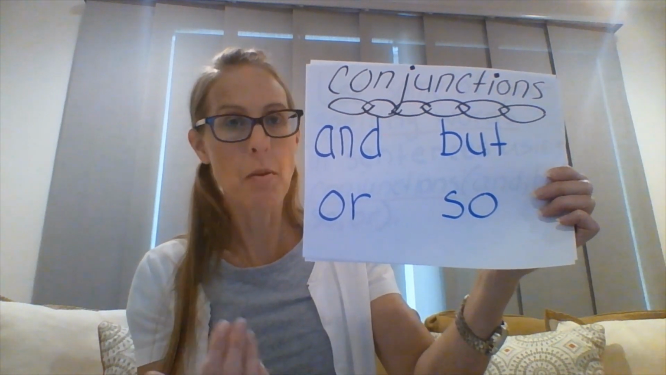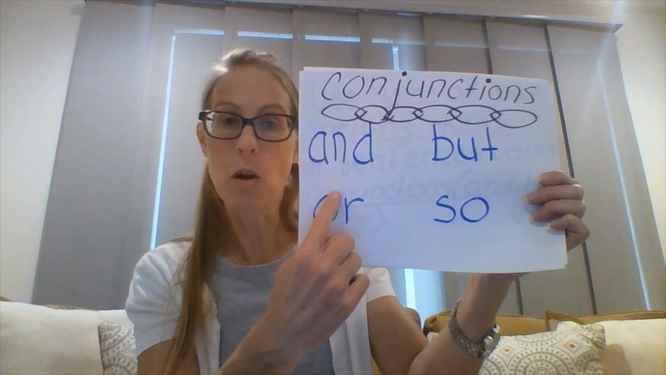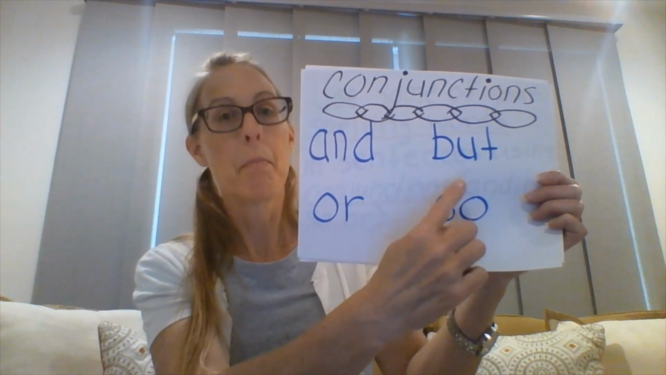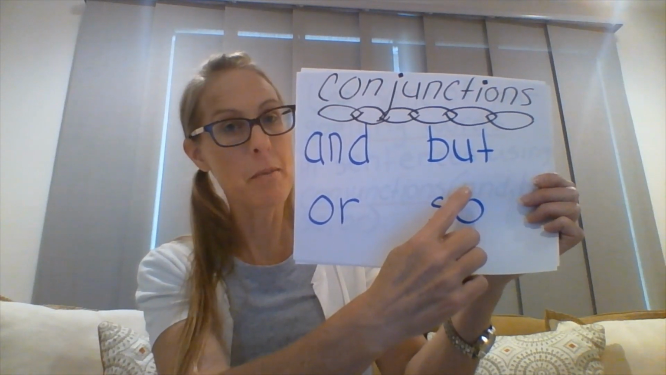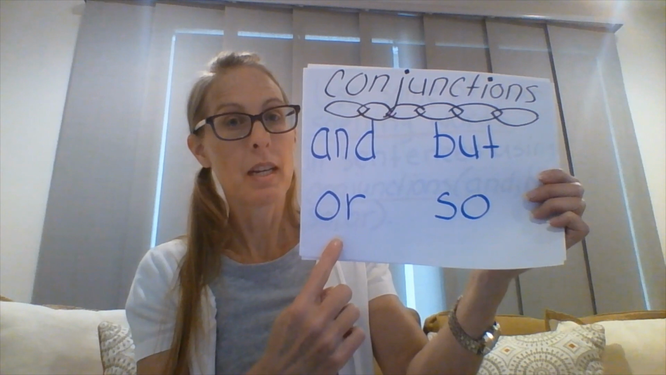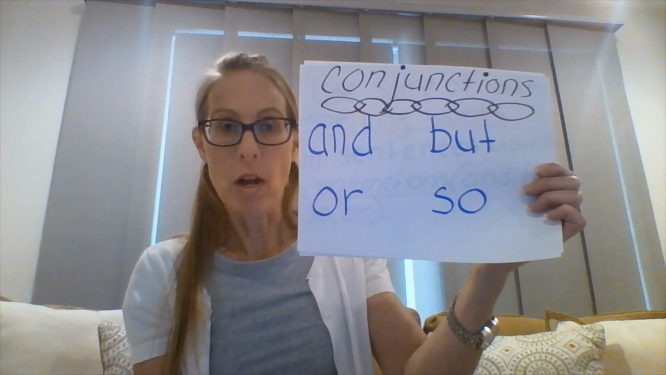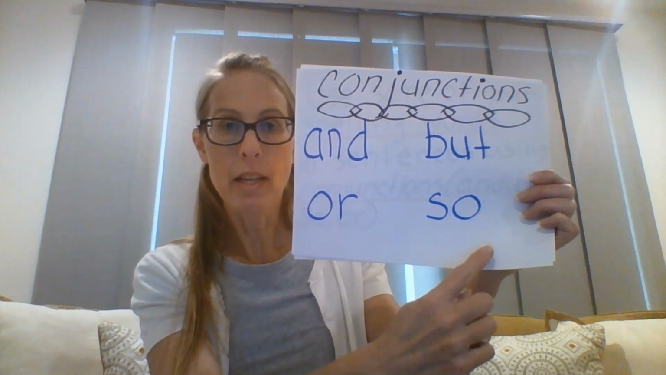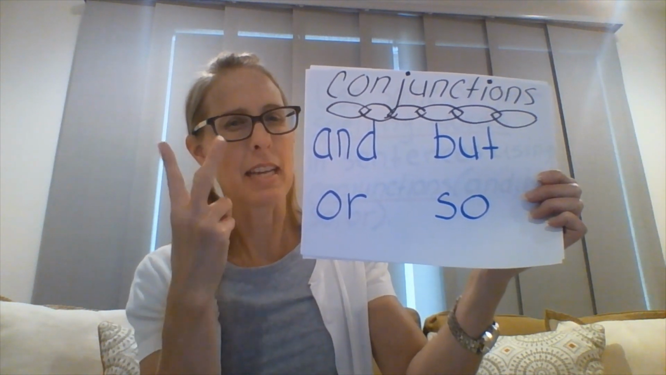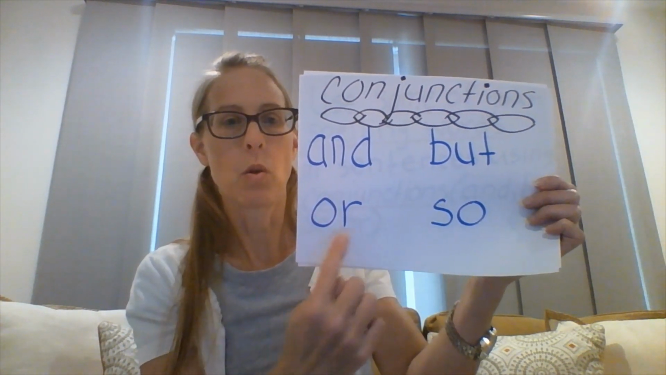Okay, so go through all of them again. I want a cookie and I know it is not good for me. I want a cookie, but I know it is not good for me. I want a cookie, or I know it is not good for me. I want a cookie, so it is not good for me. Which one makes the most sense to connect those 2 sentences together? And, but, or so.